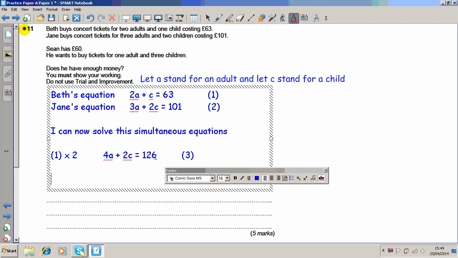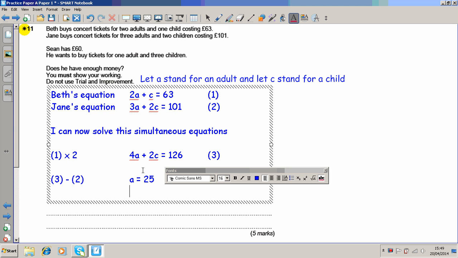So now I've got this equation. If I line them up, that might be nicer. This equation and this equation here. So I need to take them away from each other. And so I'm going to do equation 3, take away equation 2. So 4A minus 3A is 1A, or just A. 2C minus 2C is nothing. 126 minus 101 is £25. So adults cost £25.